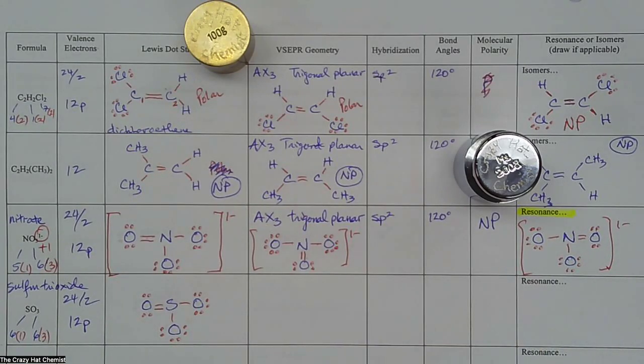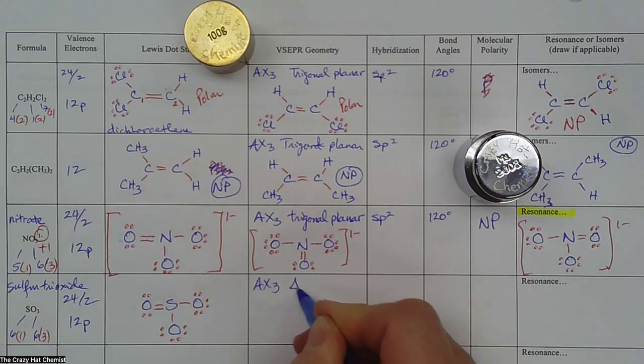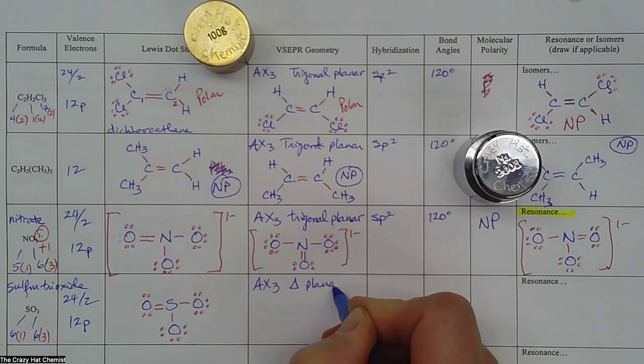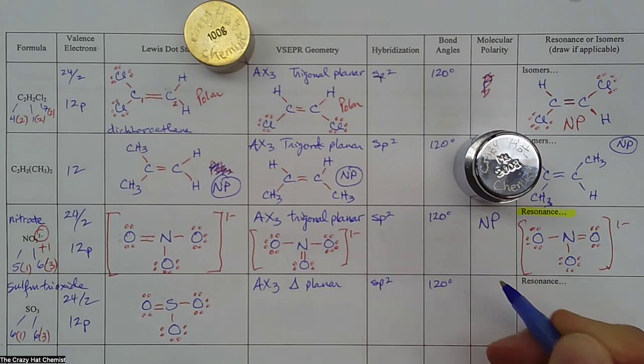Now, there are two more resonance structures, and we're going to draw them right here and right here. And they all have the same shape. We'll do the shape first. That's AX3. That's trigonal planar. That's sp2 hybridized. That's 120 degrees.